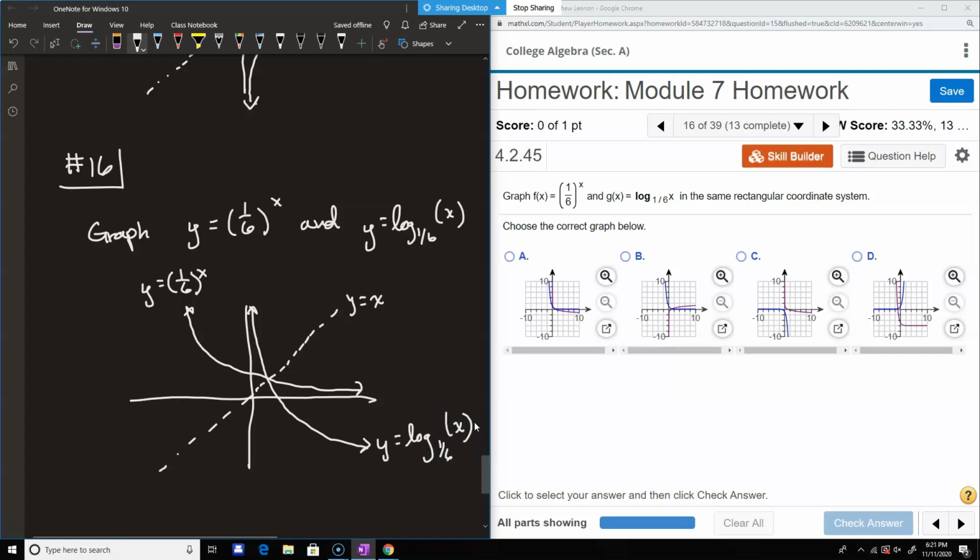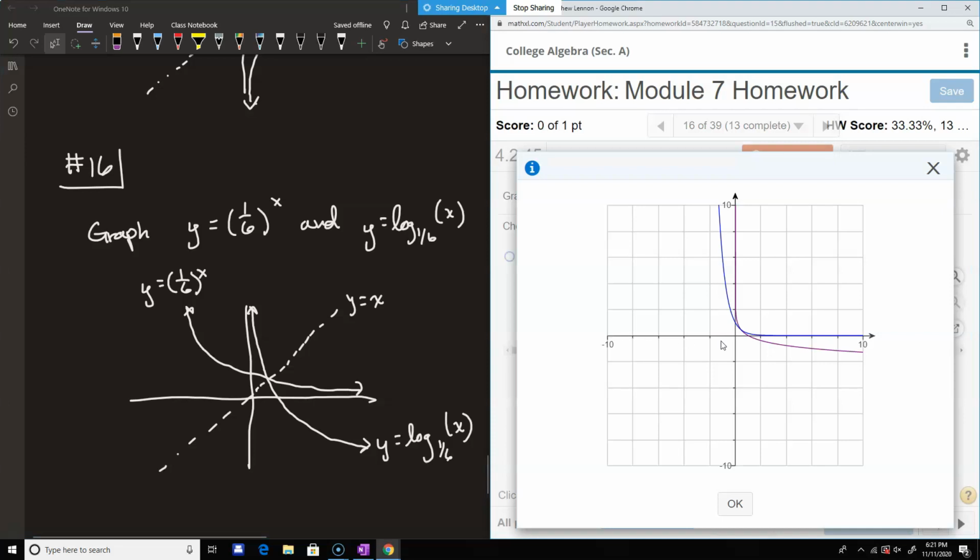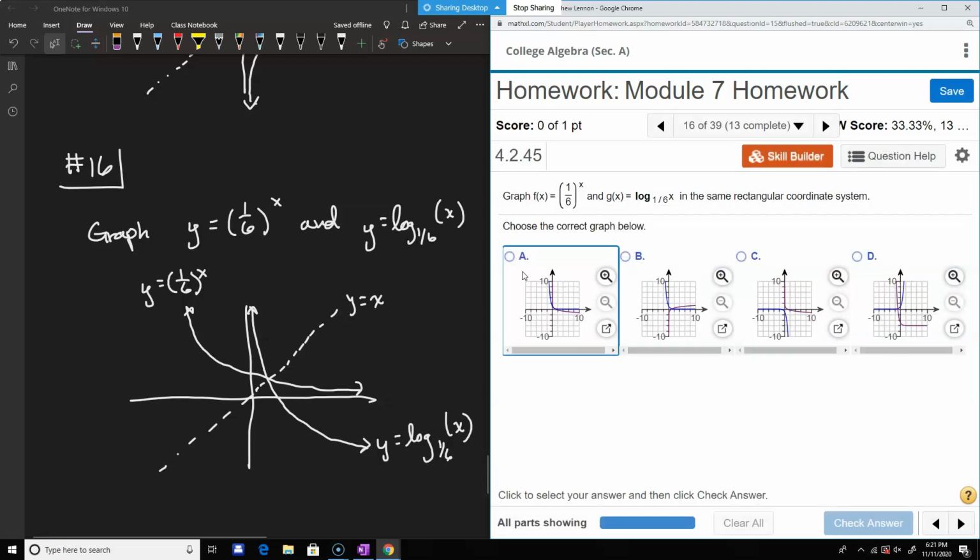Anytime you touch the y equals x line, both of those need to be at that point, so they need to connect there. On the previous one, neither y equals 3 to the x nor y equals log base 3 of x intersected that dotted line down the middle. So as we can see, that looks to me like A. Let's make that a bit larger so we can see. Yeah, notice they're crossing right there on that y equals x line. So that looks like the correct choice.